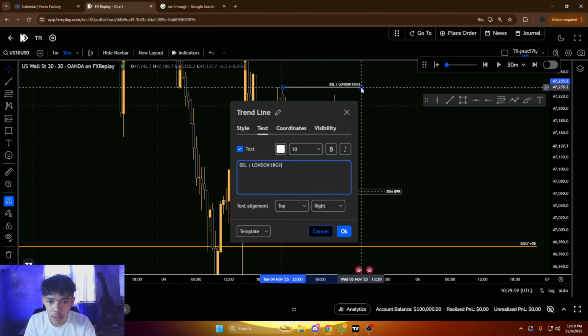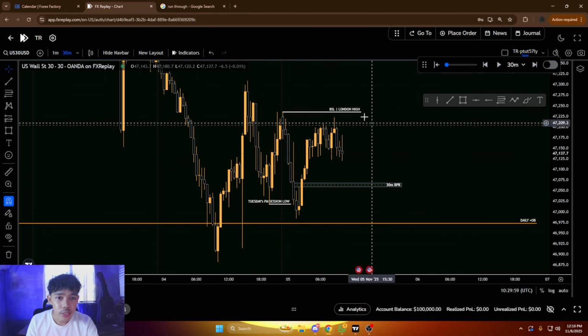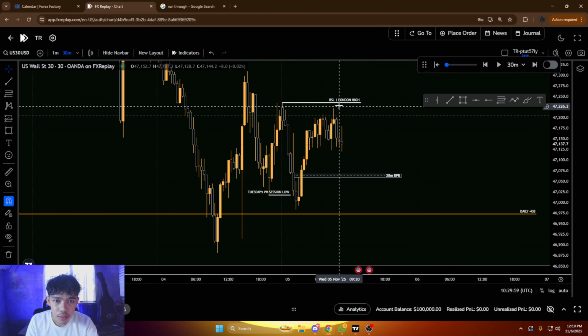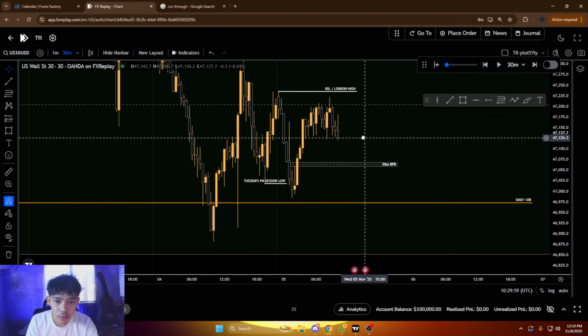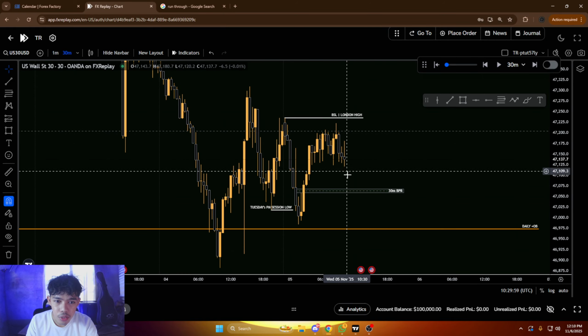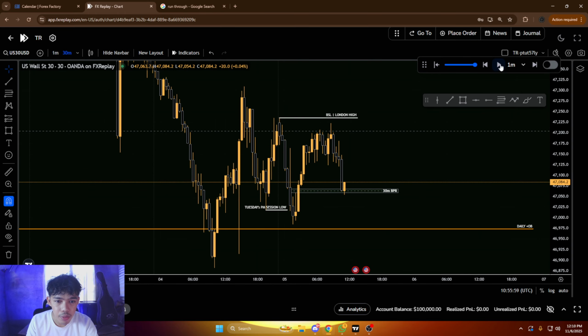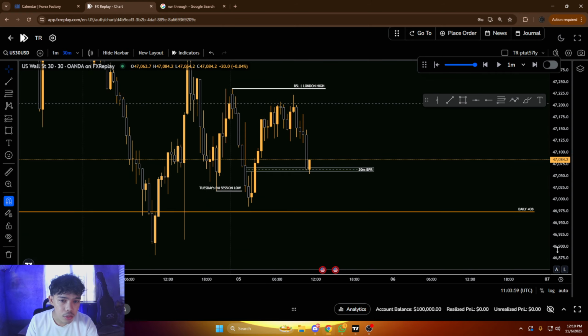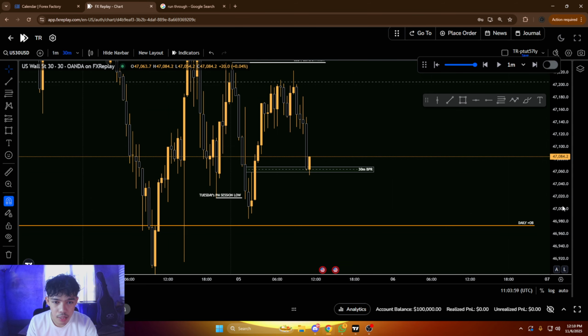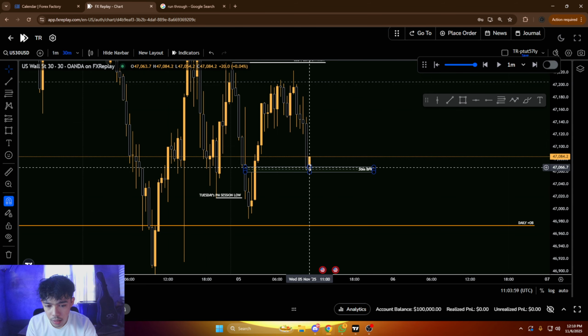London high. So we're generating buy side liquidity right here above the London high while we are retracing back into this 30 minutes BPR. So I waited for price to drop down here. So dito, actually, if this was in a kill zone, mag-enter na ako dito ng long.